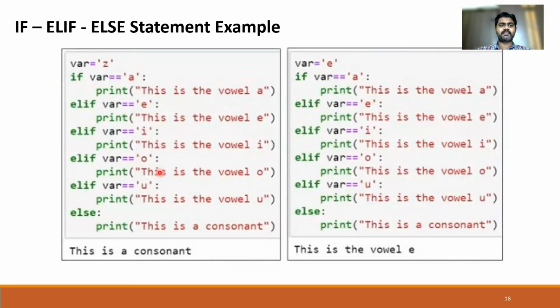Okay. So I can take an example here. Var equal to z. If var equal to a, this is a vowel a. Elif var equal to e, this is vowel e. Okay. So the final part is, this is a consonant. Why? Because we have taken var equal to z. Okay. So let us take an example here.